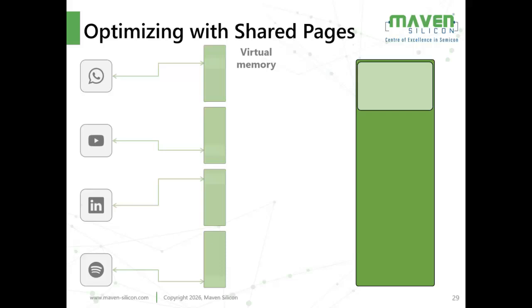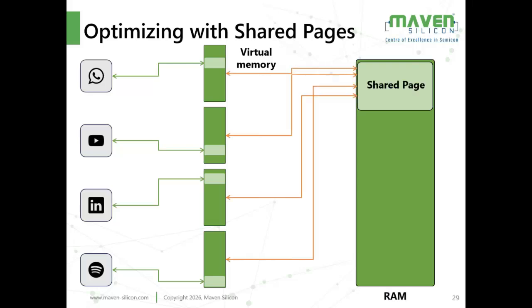Optimizing with shared pages. Memory usage can be further optimized using shared pages. Common libraries used by multiple programs can be loaded only once in the physical memory. Multiple processes can then map their virtual pages to the same physical frame. This technique significantly reduces memory usage.